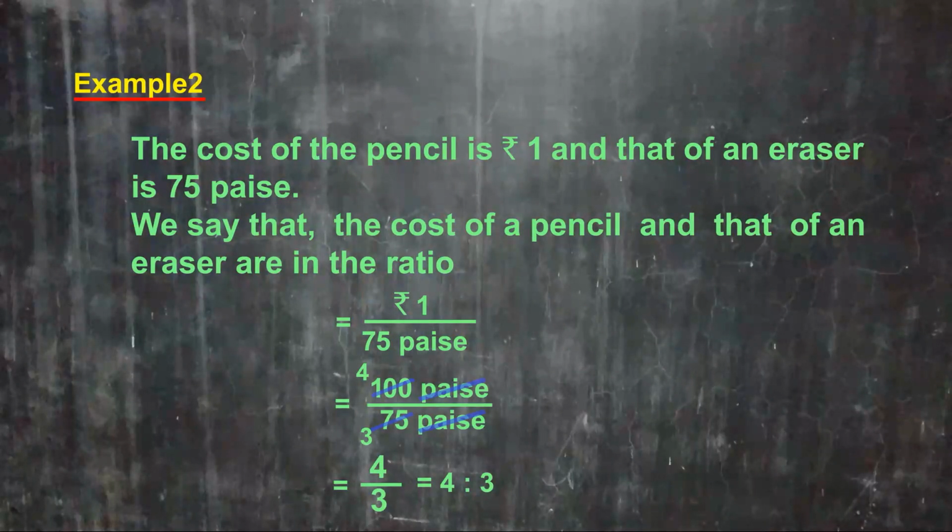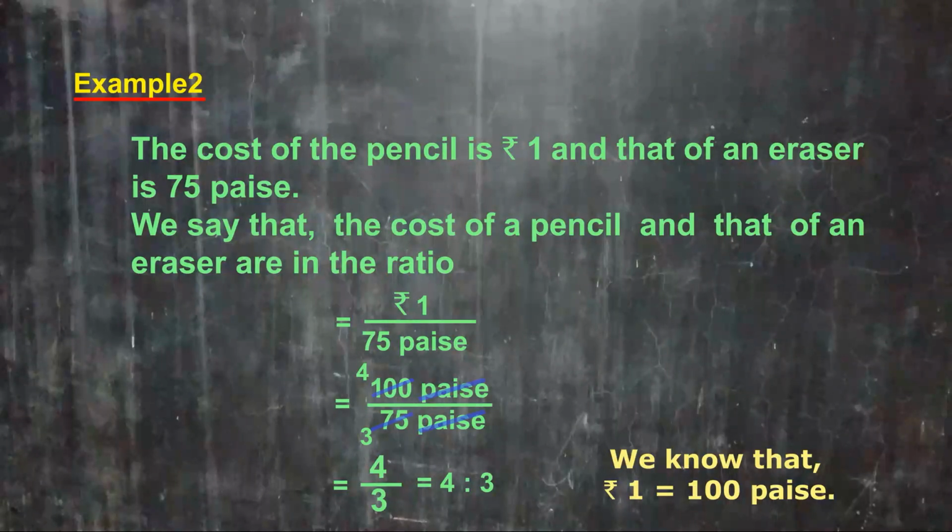Example 2. The cost of a pencil is rupees 1 and that of an eraser is 75 paise. We say that the cost of a pencil and that of an eraser are in the ratio rupees 1 by 75 paise, which is equal to 100 paise by 75 paise. So paise cancels. 25 threes are 75, 25 fours are 100. So this is equal to 4 by 3, which is 4 is to 3. Note that the units rupees and paise are interconvertible. We know that 1 rupee is equal to 100 paise.